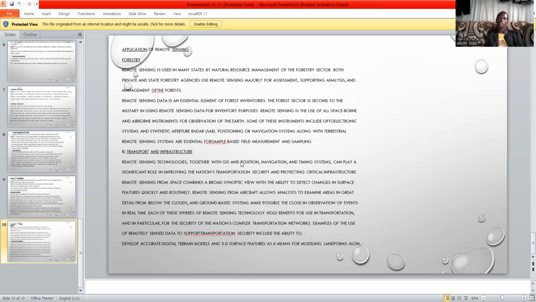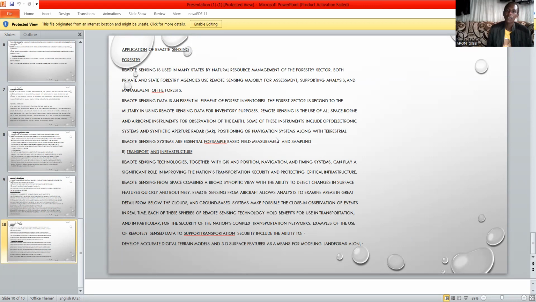The next part, we are going to look at the applications of remote sensing. Remote sensing is used in many states for natural resource management in the forest sector. Both private and state forestry agencies use remote sensing majorly for assessment, supporting analysis, and management of the forest. Remote sensing data is essential when developing forest inventories. The forest sector is second to the military in using remote sensing data for inventory purposes.